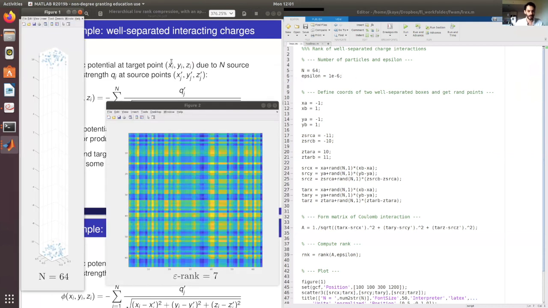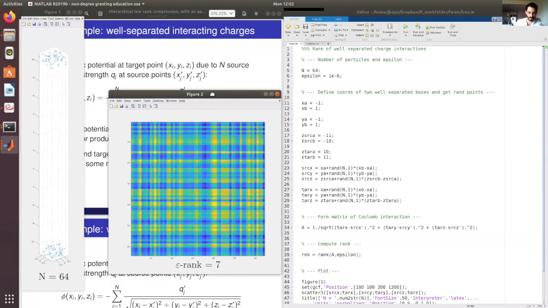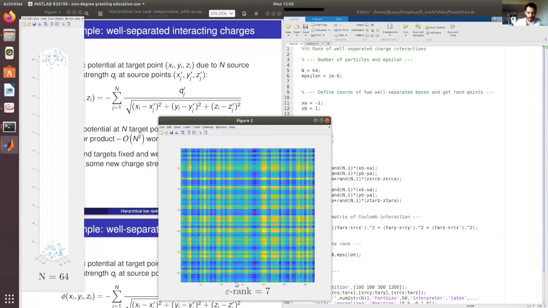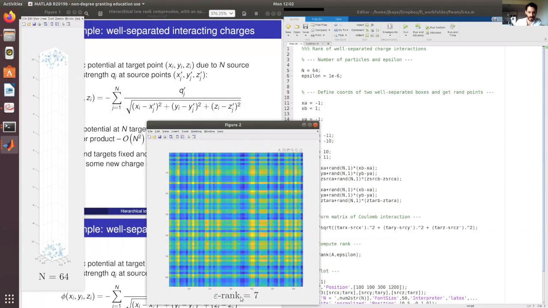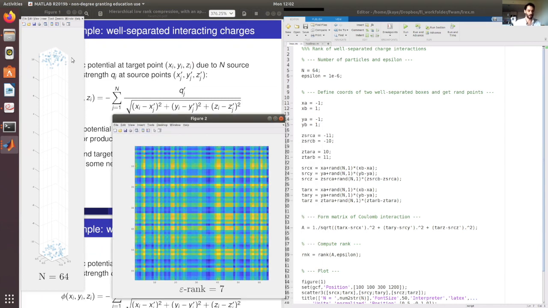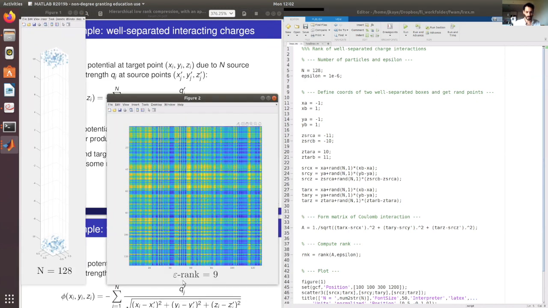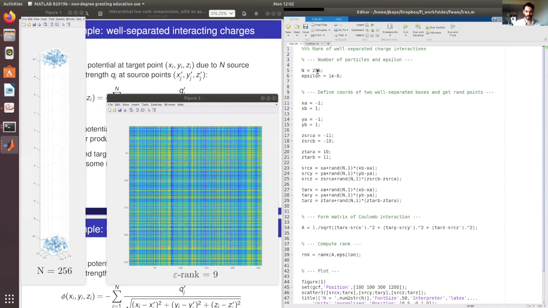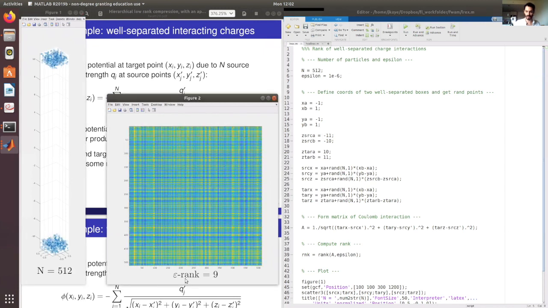So, okay, for 64 points, this is the picture we get. Here are the sources, here are the targets. This is what the matrix looks like. And we compute the epsilon rank, and it's 7, much less than 64. Okay, now in applications, we're really going to be interested in what happens when we take n very large. So let me start doubling the number of points. Okay, epsilon rank increased to 9. If I go to 256 points, we're still at 9. If I go to 512, still at 9.